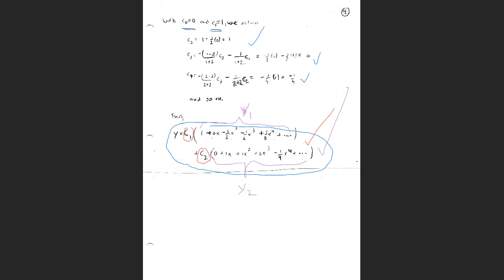Well, the two power series are different. This power series here has an x term. The power series above doesn't have an x term, it has a 0x. That's different enough for me.